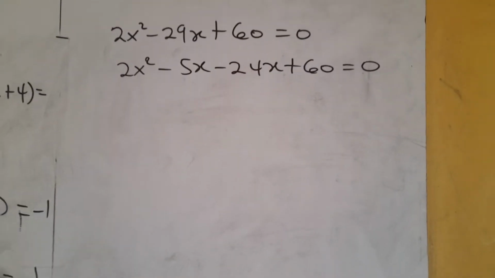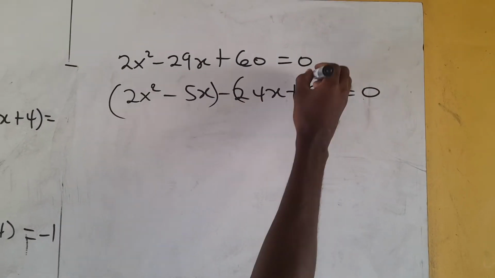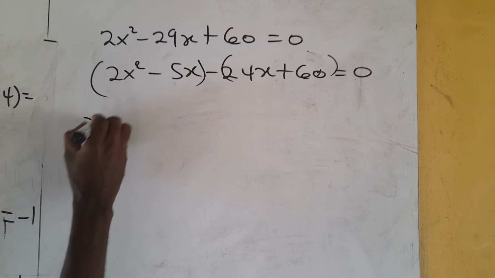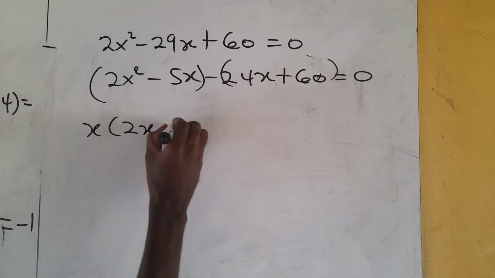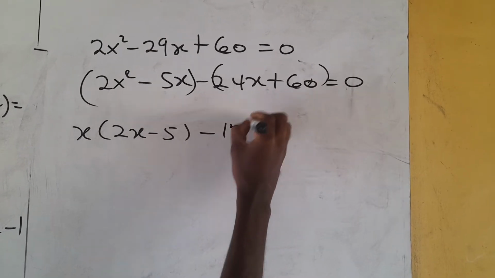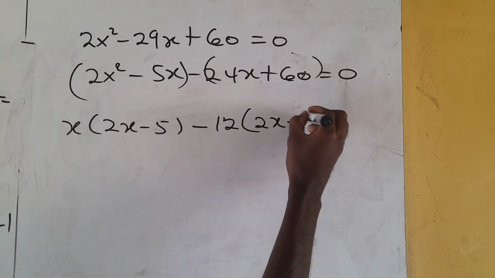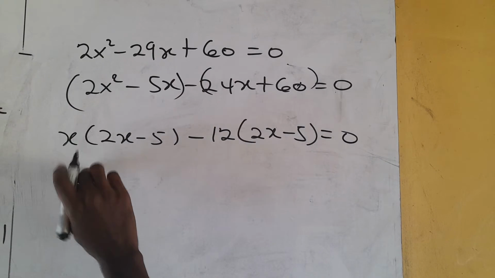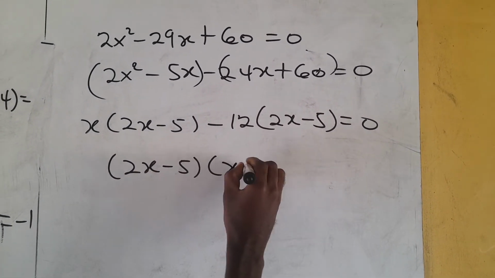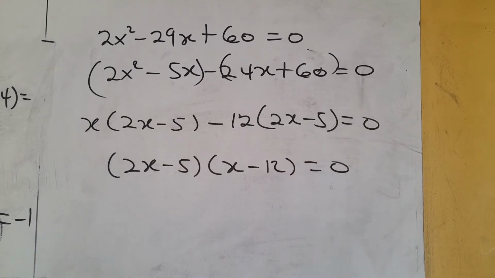So we bracket our first two and factor out common factors. What is common here? X. You have 2x minus 5. What is common here? 12. So negative 12 out. You have 2x minus 5 equal to 0. 2x minus 5 is common, so it will be out. You have x minus 12 equal to 0.